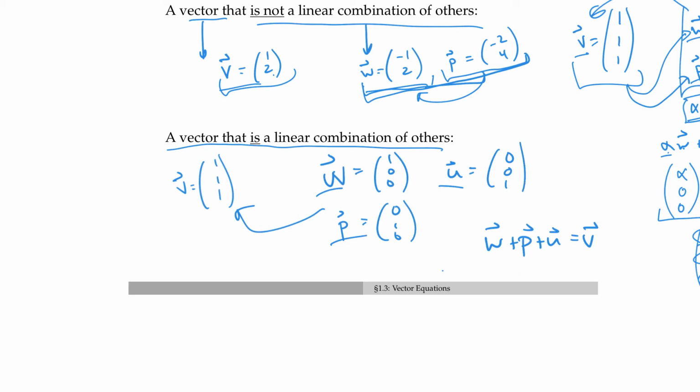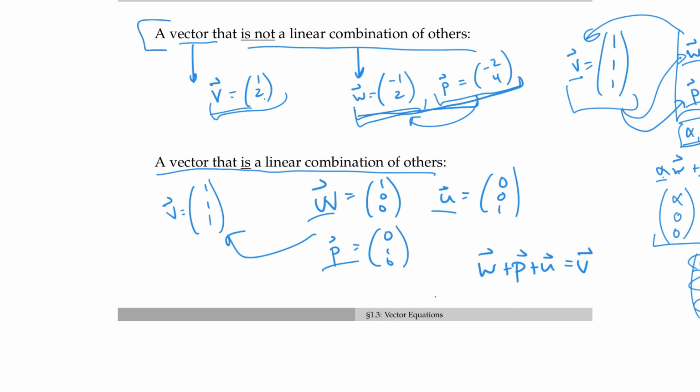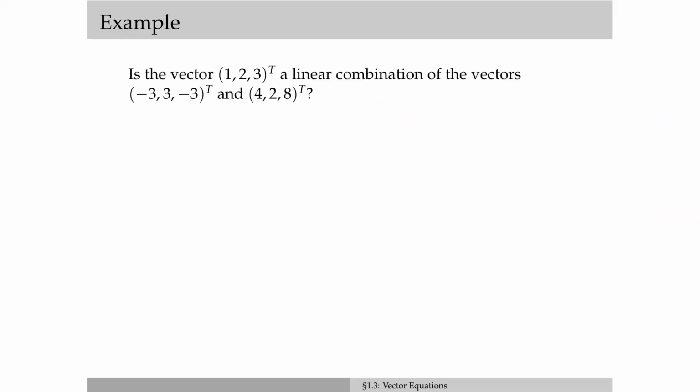I challenge you to come up with examples of each of these that are perhaps a little bit less trivial than these examples I've given. Let's look at this example. I ask, is this vector a linear combination of these other two? Now before I jump into this, what does this T here mean? Well, that T there stands for transpose.